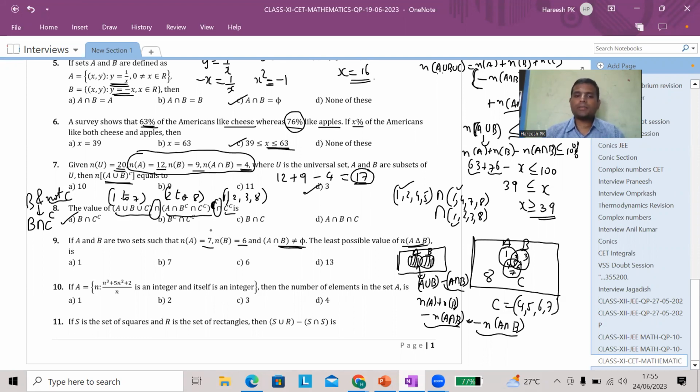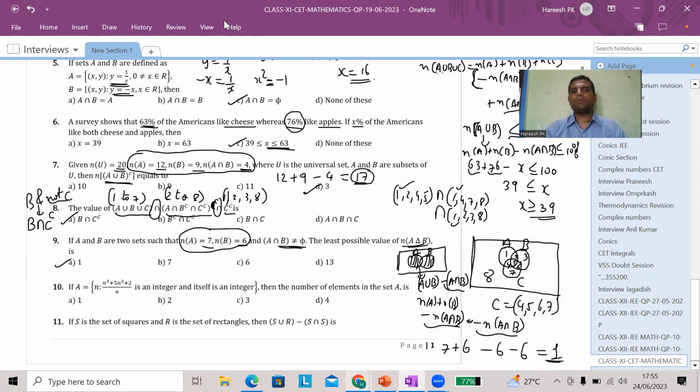So what is the maximum intersection possible between these? Obviously, the biggest intersection is 6, right? So just substitute. For N of A, substitute 7. N of B gets 6. And A intersection B, maximum it can be 6. So when you simplify, you'll get the answer as 1.